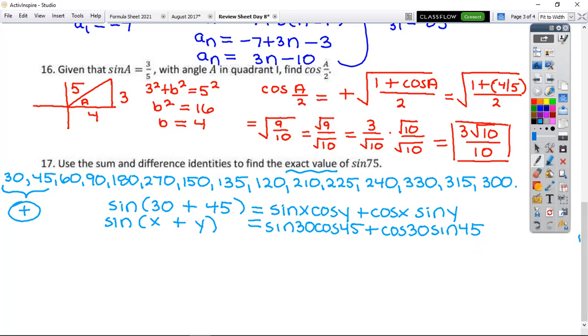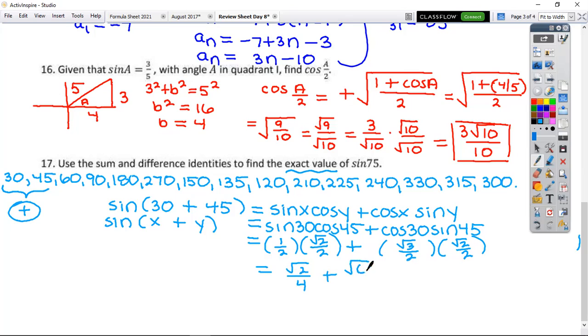All right, you guys ready? What's the sine of 30? 1/2, good. What's the cos of 45? Very good. Remember, 45 is an isosceles triangle, so therefore, what's the sine of 45? Radical 2 over 2. All right, and then lastly, what's the cos of 30? Good. And if you've done a lot of these, you're going to notice all these answers pretty much look the same. So this side is going to give me a radical 2 over 4, and then the other side is going to give me a radical 6 over 4. You can leave it like that if you'd like, or you can put them together. So radical 2 plus radical 6 over 4.